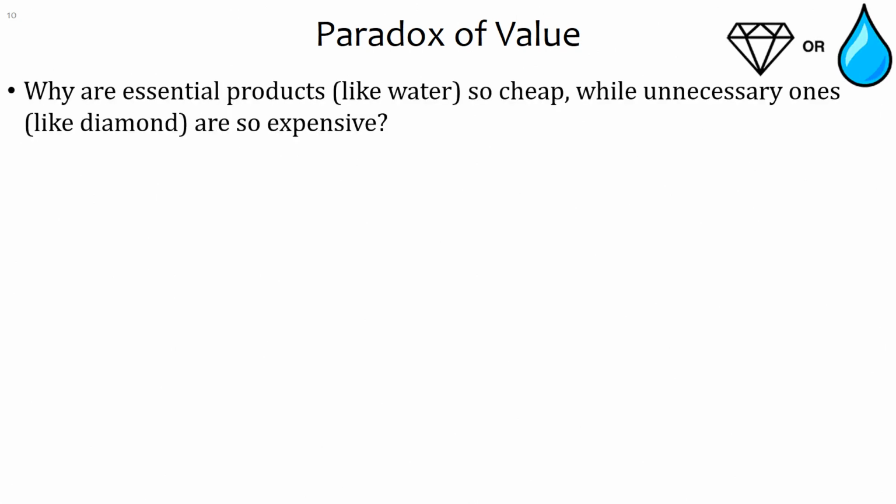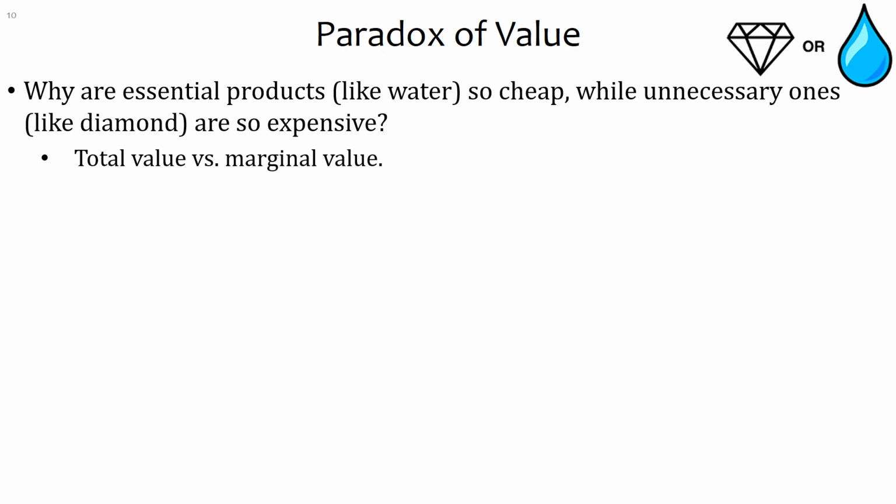Here's a cool paradox in economics. Why are essential products like water so cheap while unnecessary ones like diamonds are so expensive? Okay, Adam Smith discussed this, and before him John Locke and others addressed it. It's at the core of modern economics. There are a few explanations for this. It's not really a paradox if you think of it.